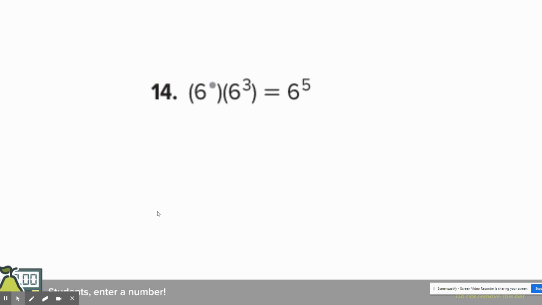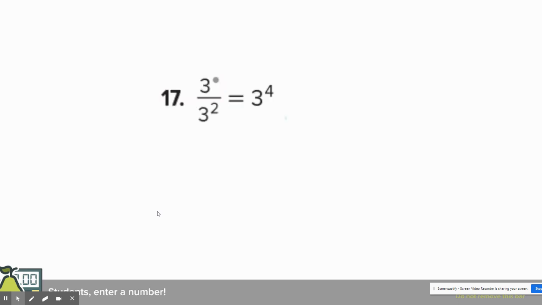And here's an example. Go ahead and enter a number. 6 to what power times 6 to the third equals 6 to the fifth. I've got a couple problems like this where you're going to fill in the blank. You're not just going to come up with an answer. You're going to figure out what the answer would be. And hopefully you put 6 to the second.